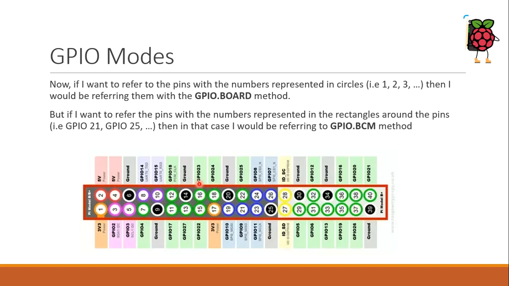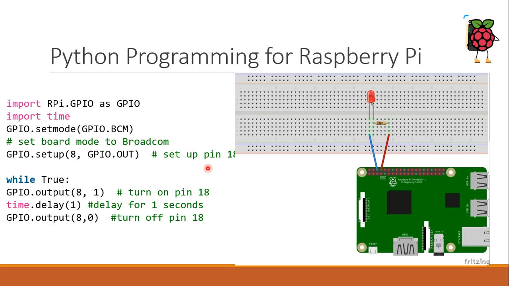So the value in the GPIO is 23, and that is pin number 16. In board mode, I can use 16. In BCM mode, I can use GPIO 24 for referring to or representing certain pins in the GPIO model. This is a small program I can use to blink the LED.